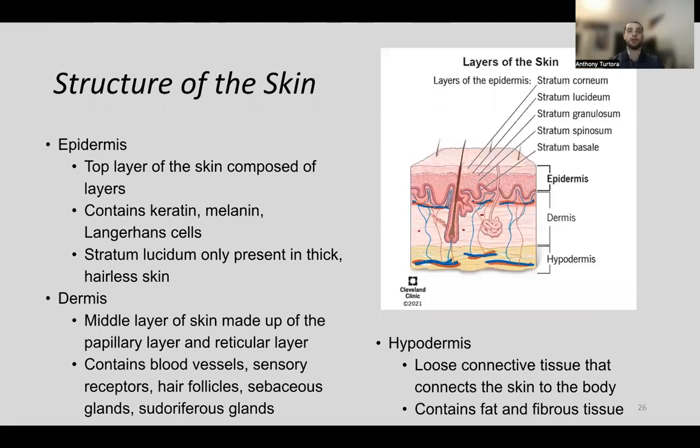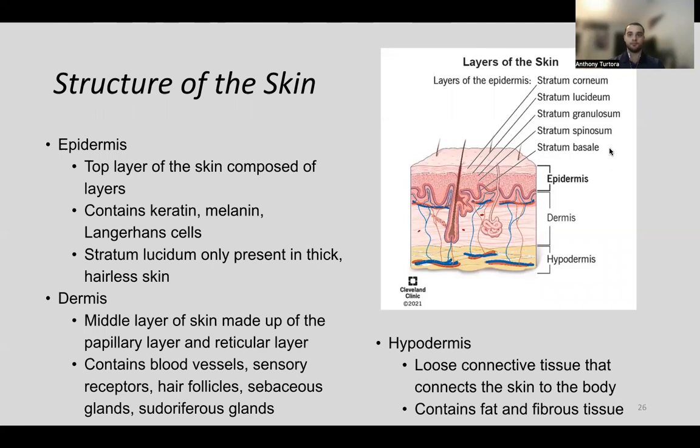So now I'll talk about the structure of the skin. The function of the skin is to protect against pathogens, as it is a large part of the non-specific immune system. It also regulates body temperature and prevents excessive water evaporation. So the top layer, the epidermis, is composed of a few layers.